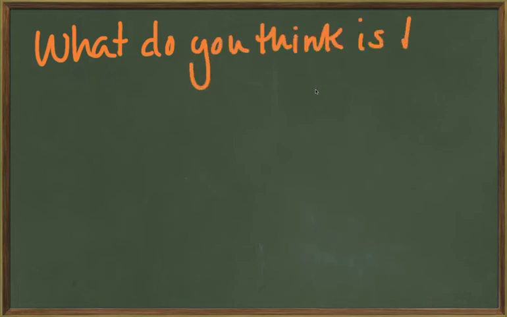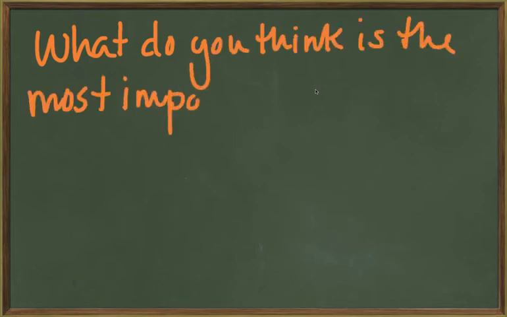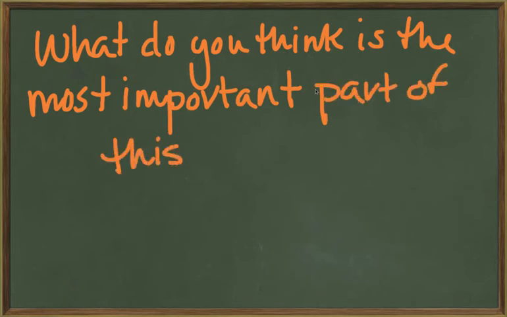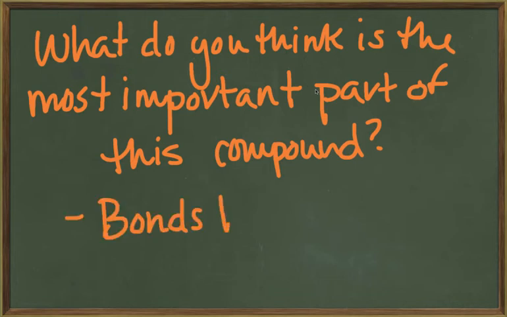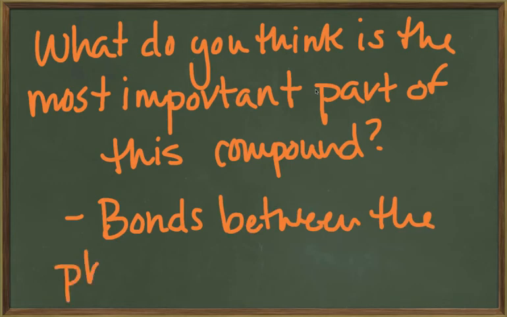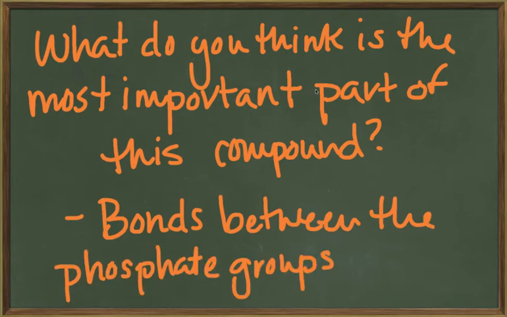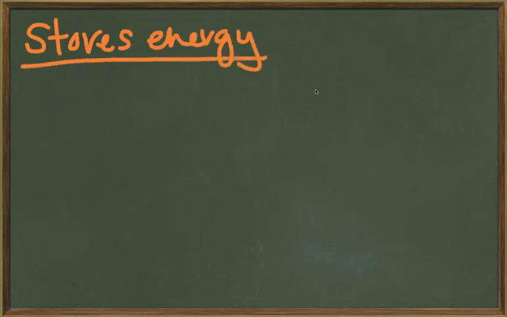Now, putting both of these things together, we have ATP, and we also talked about chemical energy just before this. What do you think is the most important part of this compound? Think back to what we were talking about before I got to ATP. Where is energy stored and released from? And it is all about the bonds between the phosphate groups. That's where you store and release that energy. With that, I'm going to talk about how ATP stores energy, and then we'll talk about how it releases it.